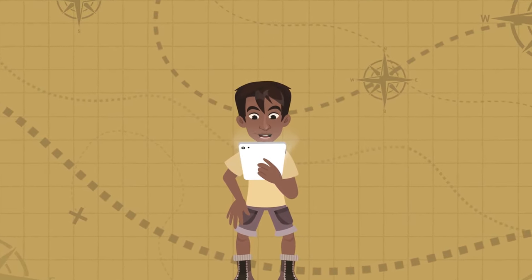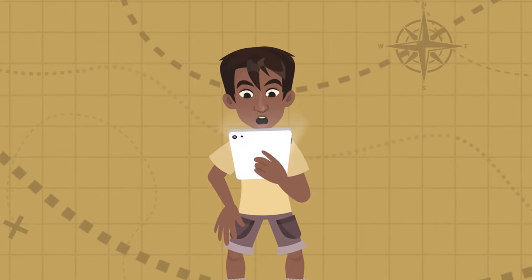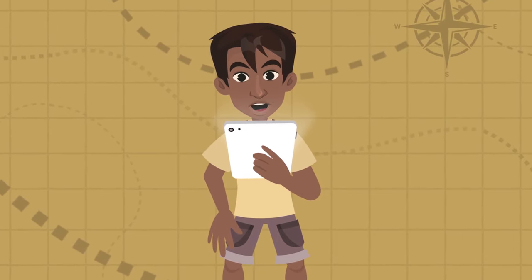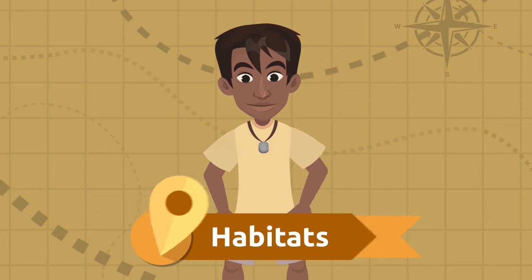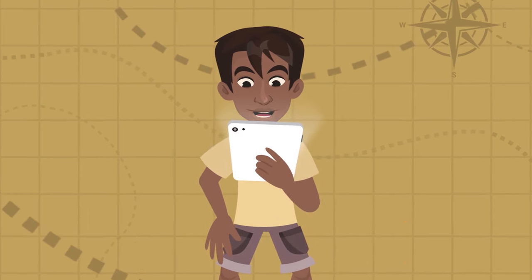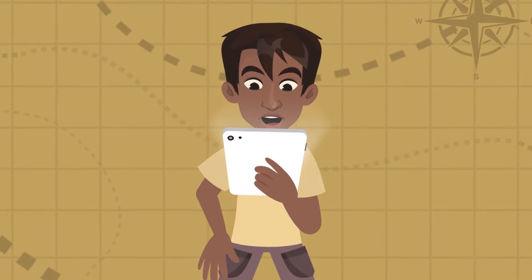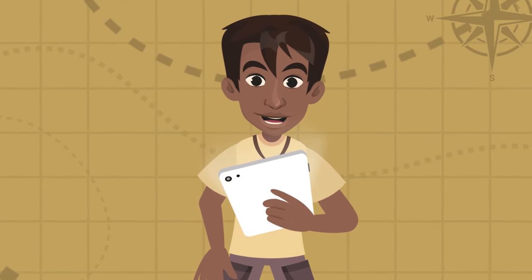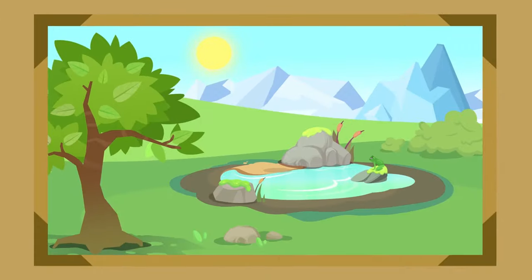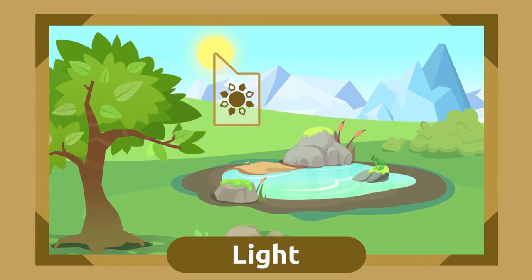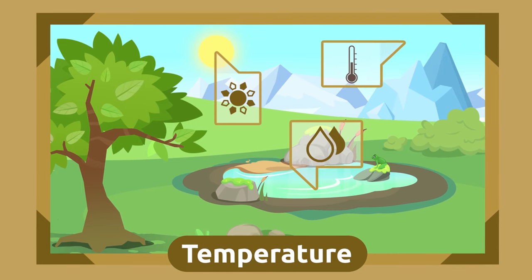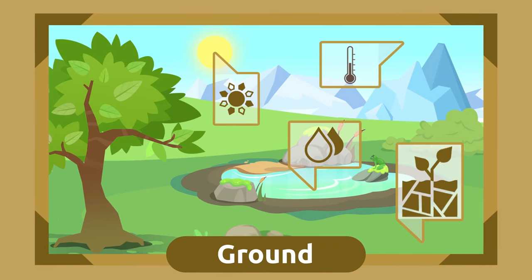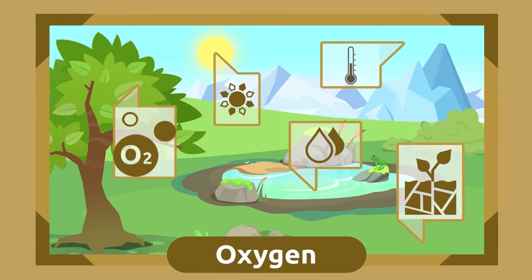Today we're going to discover other places where living beings live. These places are known as habitats. Did you know that? We call a habitat a place that has the necessary resources so that living beings can survive. These resources are the light, the water, the temperature, the ground, and the oxygen.